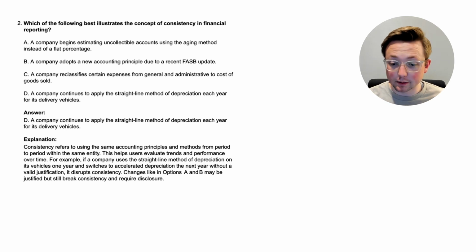Changes like in options A and B may be justified, but still break consistency and require disclosure. So you can break consistency, but as long as it's justified, you just have to disclose that. We know this isn't going to be consistent across years because we had to change this because of a rule, or we were justified in making this change in accounting principle because it's something we're allowed to do. That's the idea behind consistency: having the same principles and methods applied period to period and year to year. And you have to make sure that people know if you are changing those year to year, so that they can see the consistency and know this isn't going to be consistent with last year. So again, we understand the concept of consistency now. Now let's go to the next question.